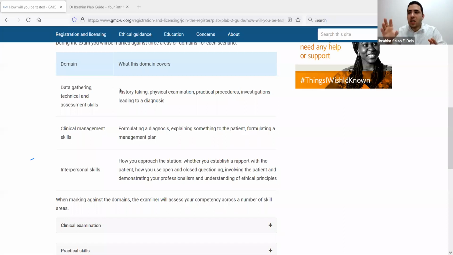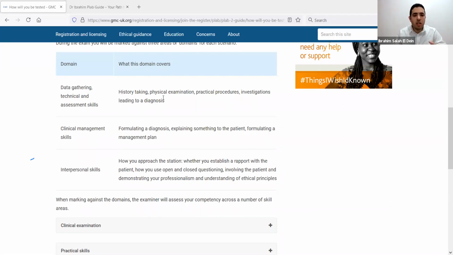Okay, in case you talk history in 6 minutes, try to control your time during the management part. But my advice is to just divide the time on these 3 domains. Actually, you don't have to give time to the interpersonal skills, because it will be a part of the data gathering domain and clinical management.